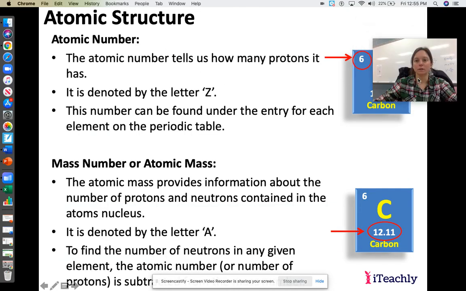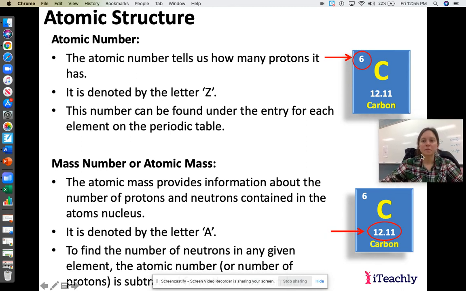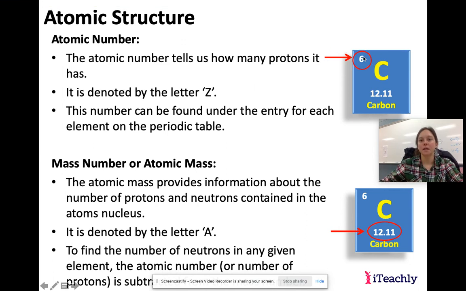So if we look here, this would be the box that we would see on that periodic table. And we have a number up here, this top number, and sometimes we'll see it on top of this symbol, and sometimes it's over here in the corner. It's always on the top, and it is always the smallest number. This number is the atomic number.